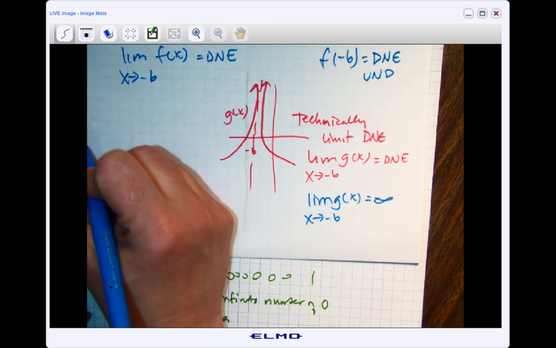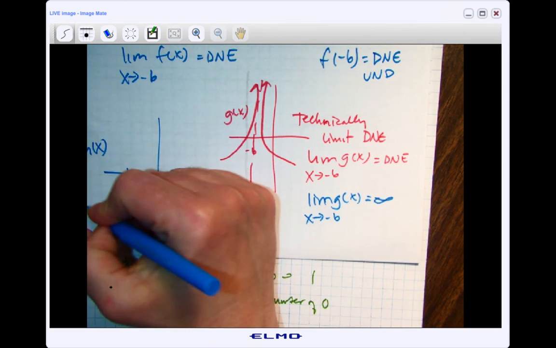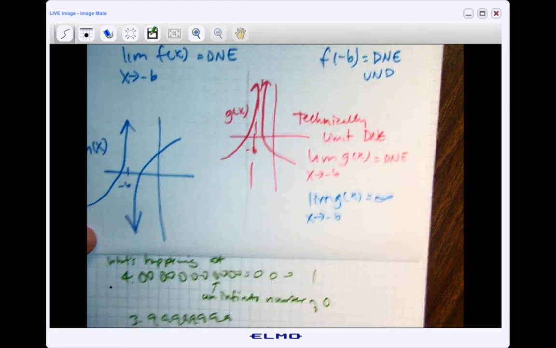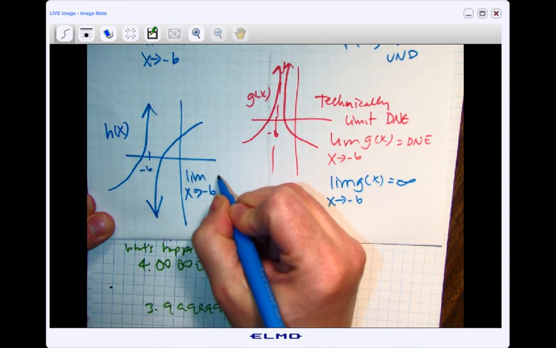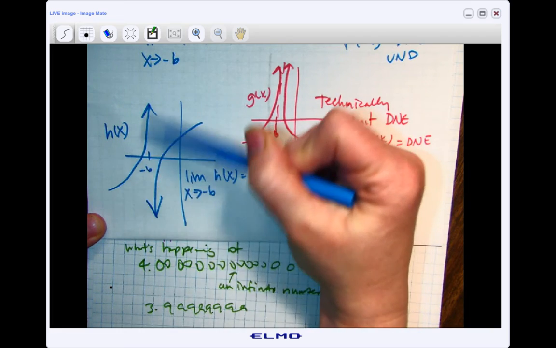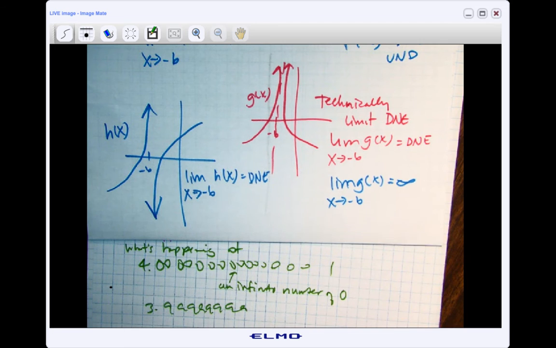Because if I had this one, let's make this -6 again. If it did this, and this one, we could say that the limit does not exist. Because what's happening here is on this side it's going towards infinity, and on this side it's going towards negative infinity. So in our case, it doesn't exist at all. We can't describe it as infinity or negative infinity, because it's doing two different things on the ends.